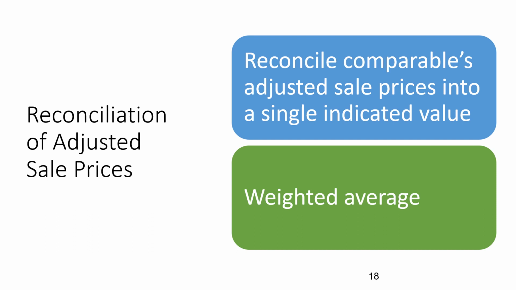Now, you're going to reconcile the adjusted sales prices using the weighted average. You reconcile the comparable's adjusted sales price into one single indicated value.